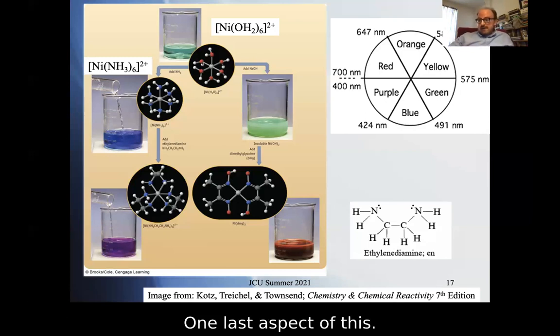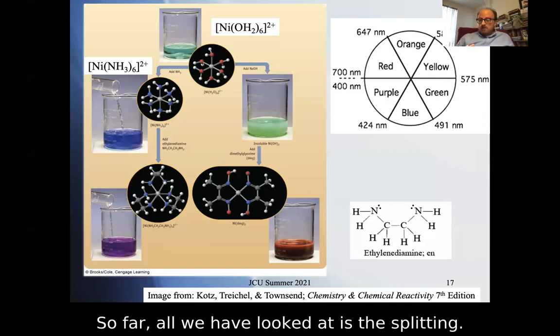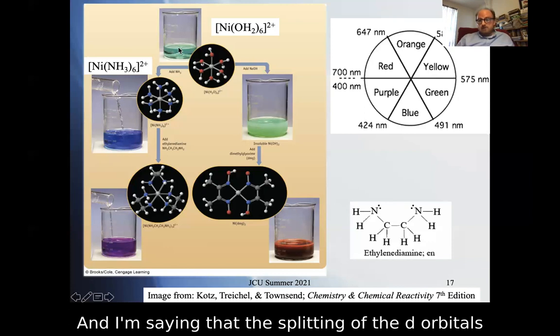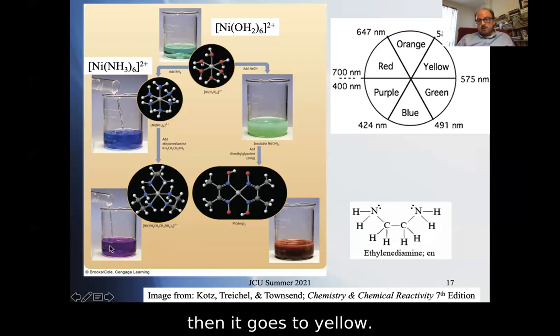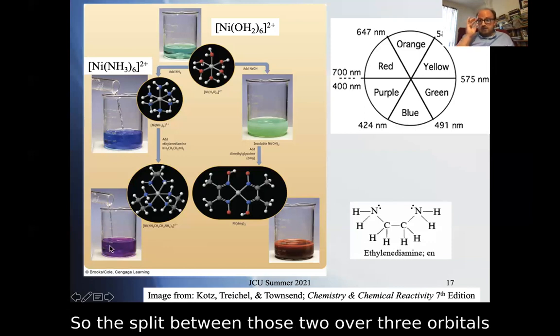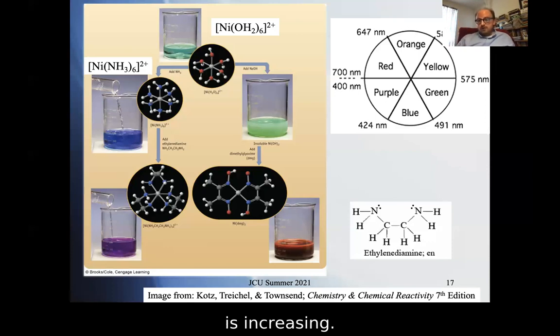Now, one last aspect of this, right? So far, all we have looked at is the splitting, right? I'm saying that the splitting of the d orbitals starts out in the red range, then it goes to orange, then it goes to yellow, right? So the split between those 2/3 orbitals is increasing.